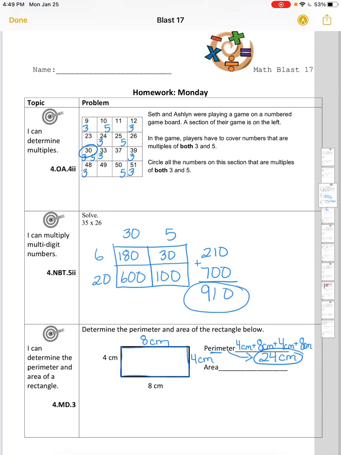The area is the square units used to cover the two-dimensional figure here. And so I know back in 3rd grade we learned area initially by counting all of the square units within the two-dimensional figure. And then we learned that that's the same as multiplying the length times the width. So I'm going to say the area is 8 centimeters times 4 centimeters. And so that is equal to 32 square centimeters.